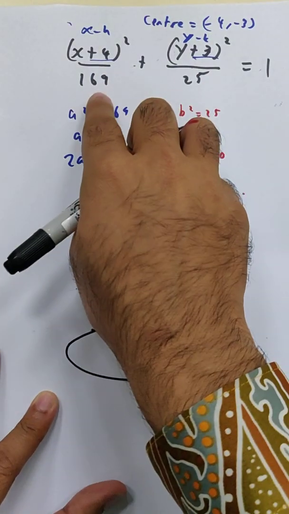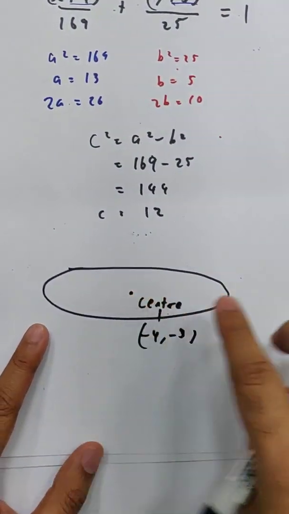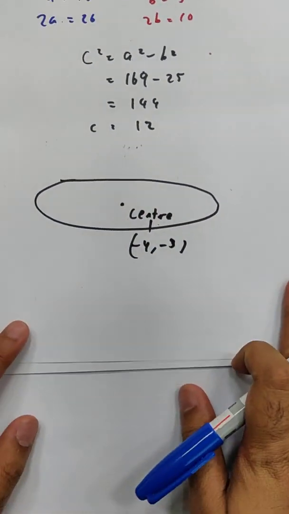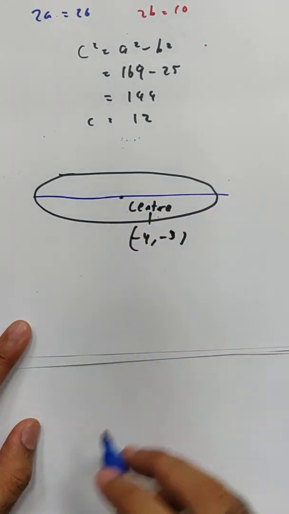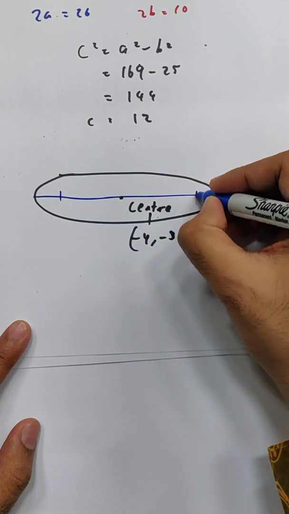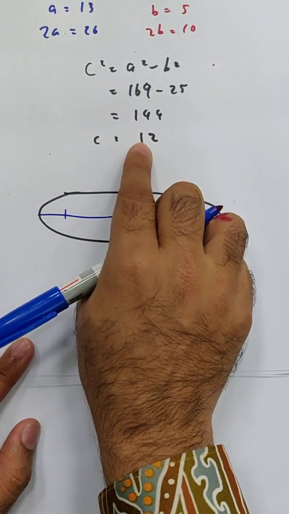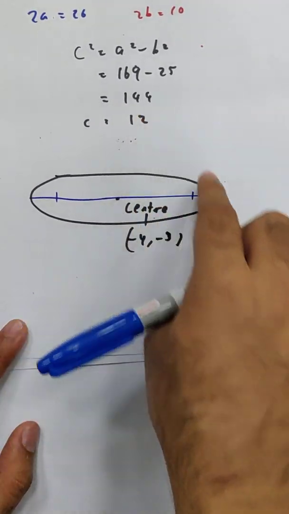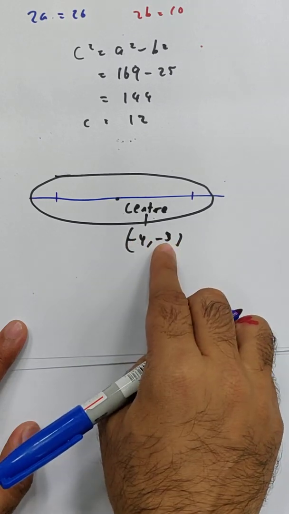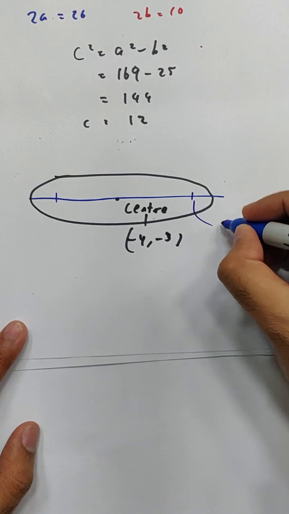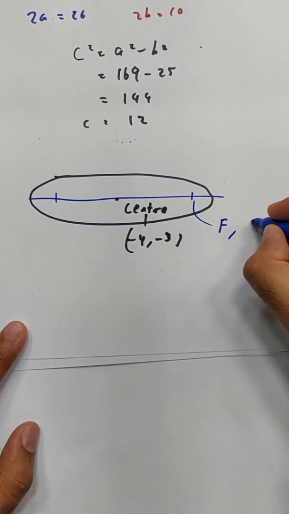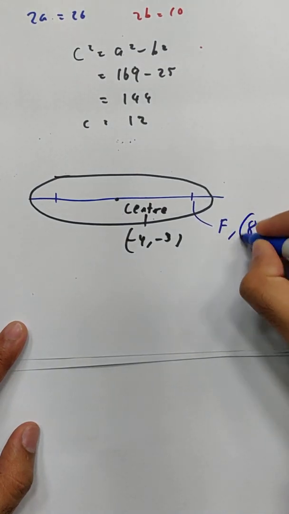The long one is over here, and the center is negative 4, negative 3. The major axis, where? Horizontal, very good. What about the foci? We got ourselves 12 here, right? So 12 plus to where? X or Y? X, so 12 plus negative 4. This F is 8, negative 3.